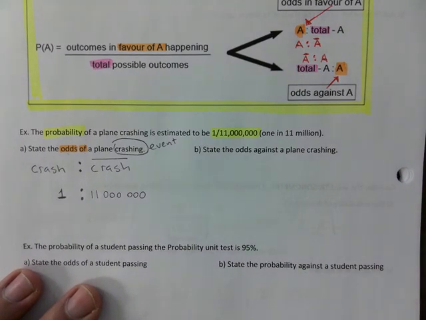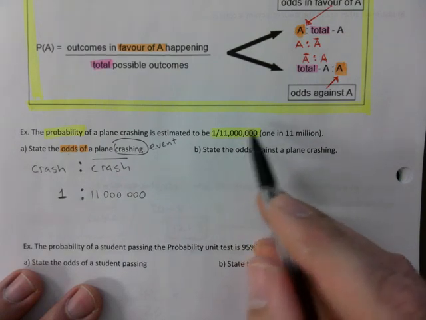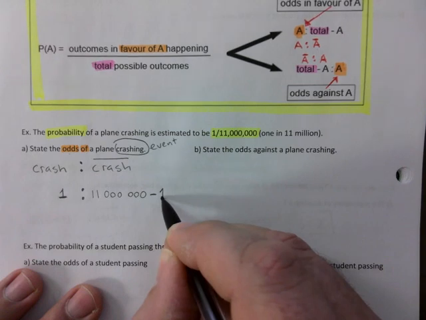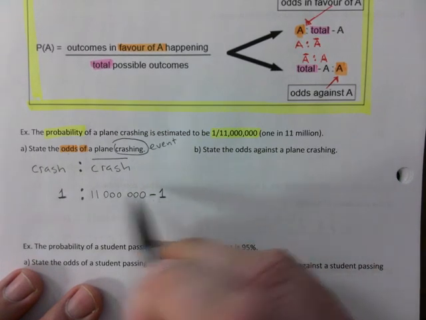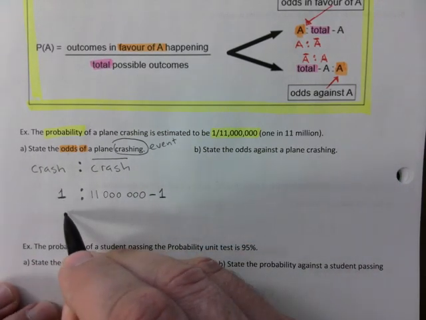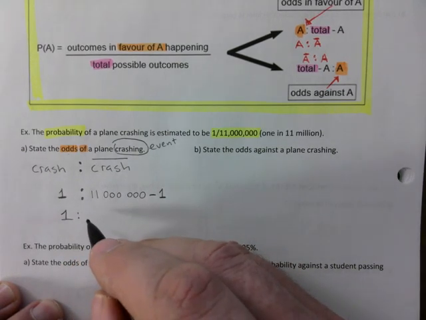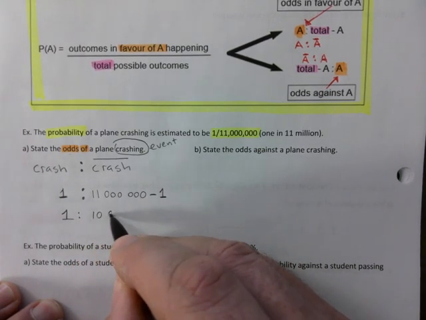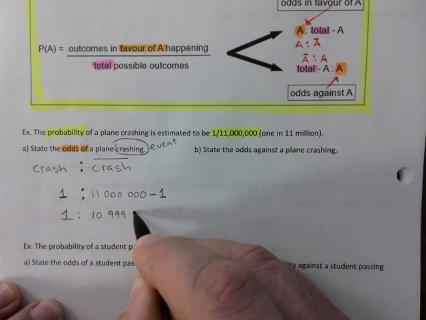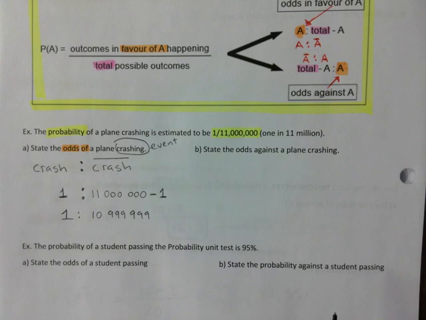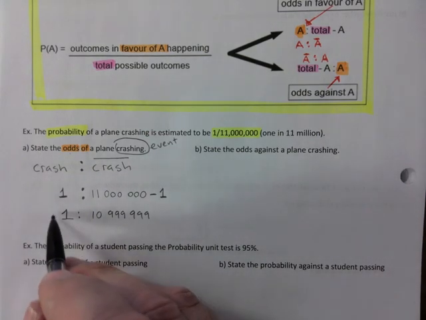And what did I tell you? I promised to never put the total, because that is the total number of planes that fly, right? Minus 1. You're going to take away the 1 from it. So this ends up being 10,999,999. And if you have a hard time doing this in your head, just use your calculator.